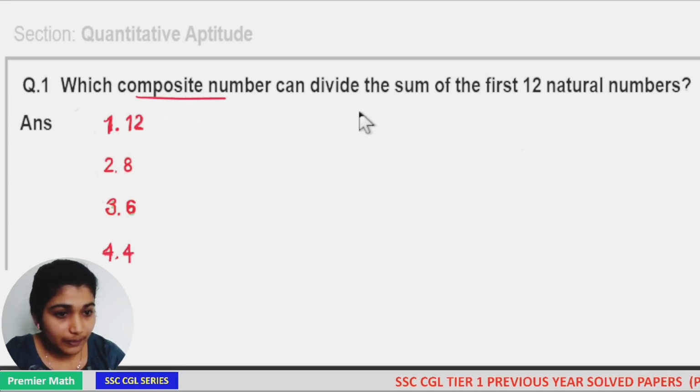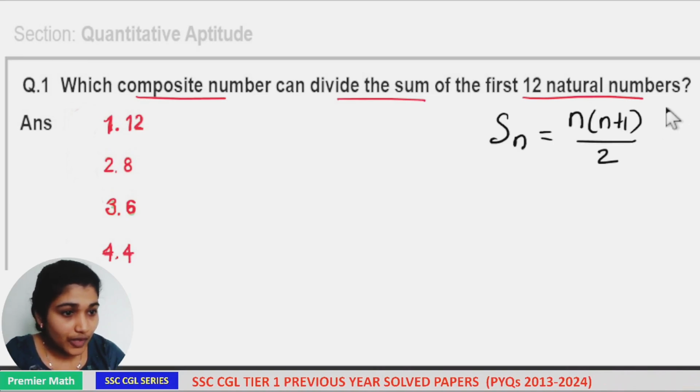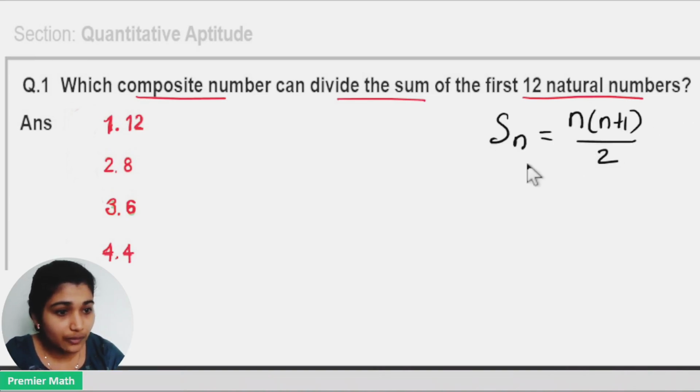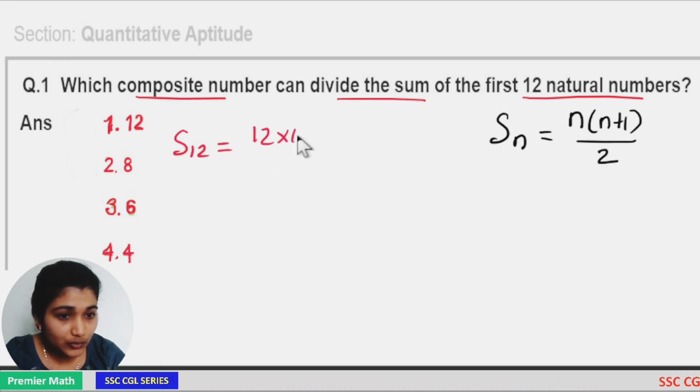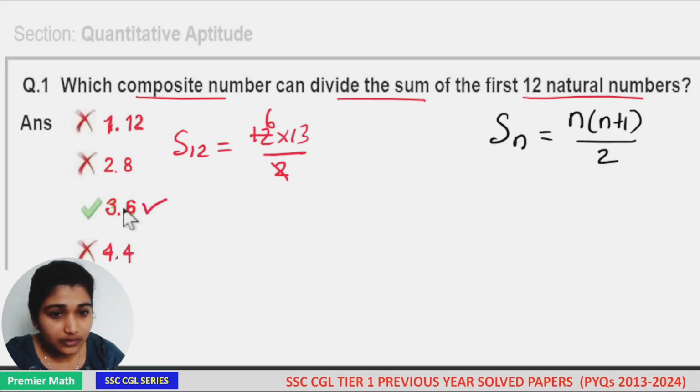Which composite number can divide the sum of first 12 natural numbers? Here, sum of natural numbers formula is n into n plus 1 by 2. Then sum of 12 natural numbers is equal to 12 into 13 divided by 2. 2 goes 6 times in 12. 6 into 13 is divisible by 6. Option 3 is your answer.